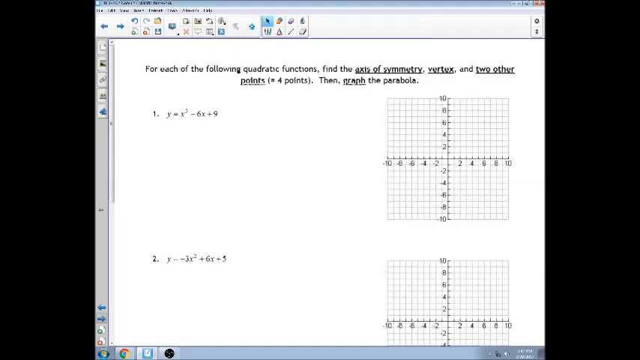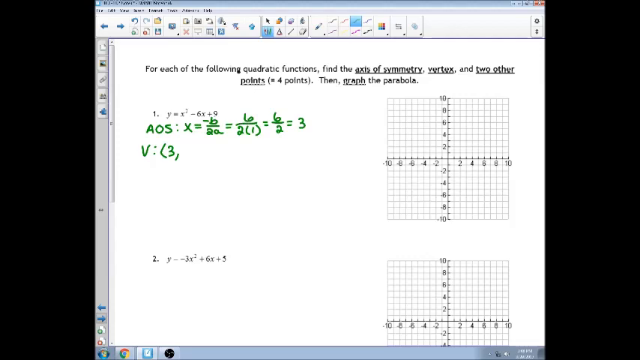Let's go ahead and try another example. For each of the following quadratic functions, find the axis of symmetry, the vertex, and 2 other points. Then graph the parabola. So the first step is to find our axis of symmetry. Remember, our axis of symmetry is x equals negative b over 2a. So the opposite of b would be 6 over 2 times 1, because our a value is 1. This would get me 6 over 2. 6 divided by 2 would be 3. So because our axis of symmetry is x equals 3, my vertex is going to be 3, comma.